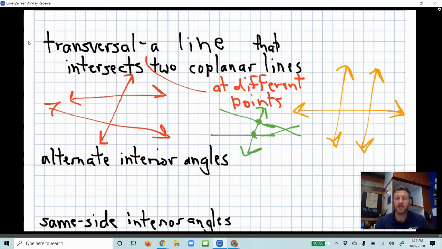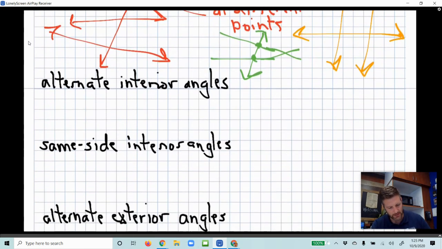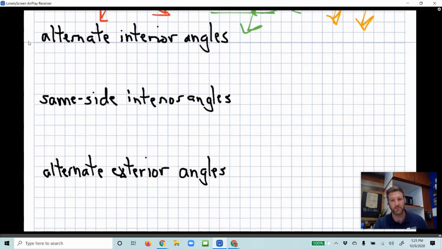Now we're just introducing that because we're going to learn that within a transversal, again, two lines crossed by a third line, you get some interesting angle relationships. And so that's why you want to be familiar with, well, when we say the word transversal, what we're actually talking about. Again, a line that intersects two coplanar lines at different points. All right, so let's learn some of those special names for a transversal.